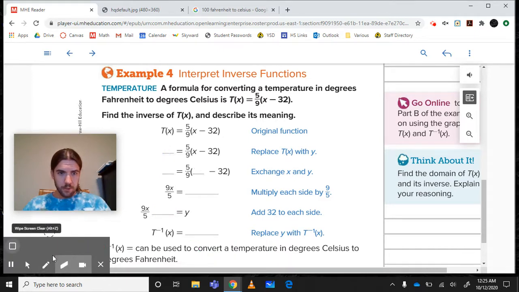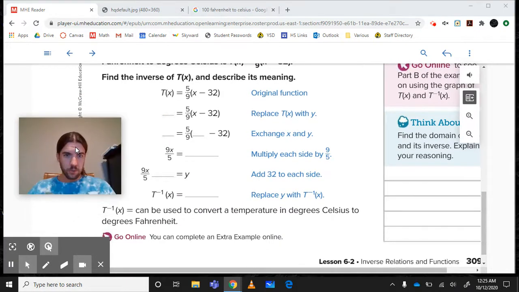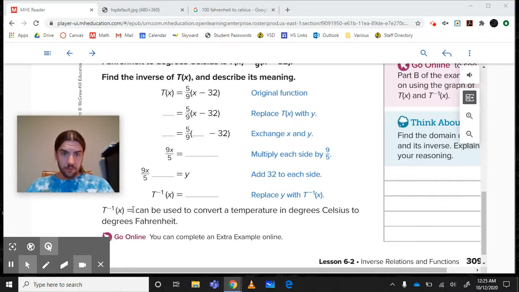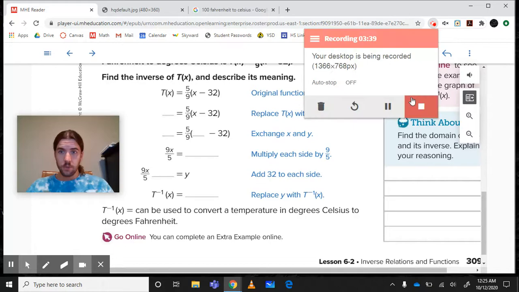Let's look at what else is on the page down here. I think it'll just summarize what we just did. T inverse of x can be used to convert a temperature in degrees Celsius to degrees Fahrenheit. Yep, exactly what we were saying. All right, so that is all for example number 4.